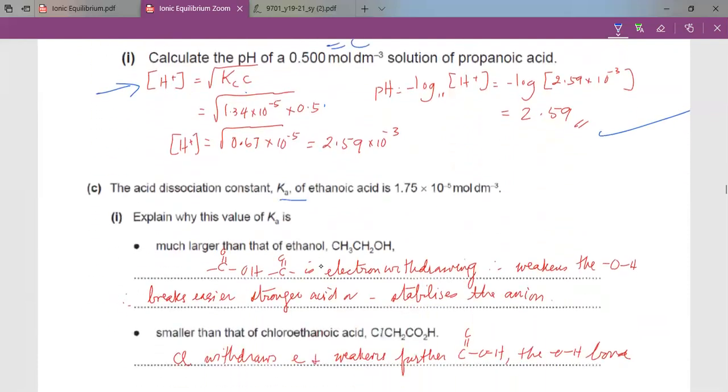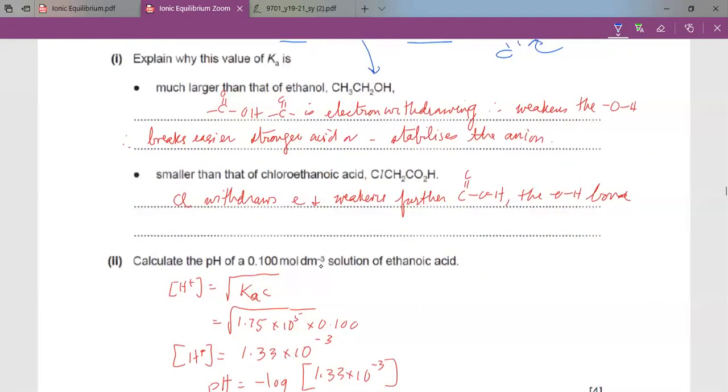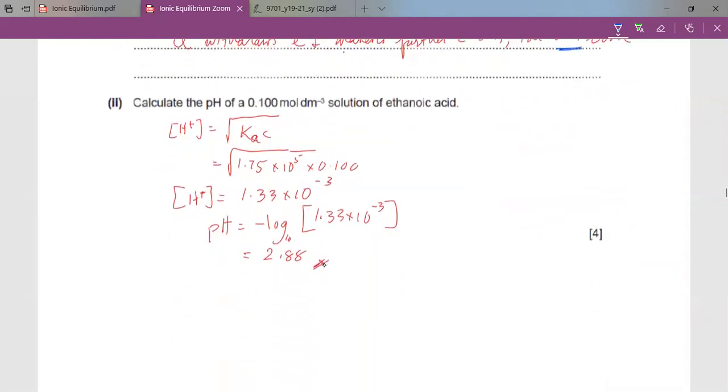Okay, here's another one. The Ka is given. Explain why this Ka is larger than this. Now you have to compare these two. Why? Because the Cl here is an electron withdrawing group. This has been done before. An electron withdrawing group weakens the O-H bond, therefore a stronger acid, or stabilizes the anion, as we did before. A smaller pKa than this one means it's more acidic, because the Cl is electron withdrawing and will weaken the O-H.